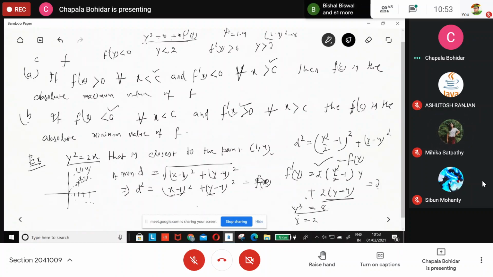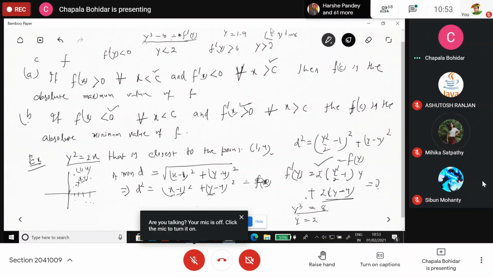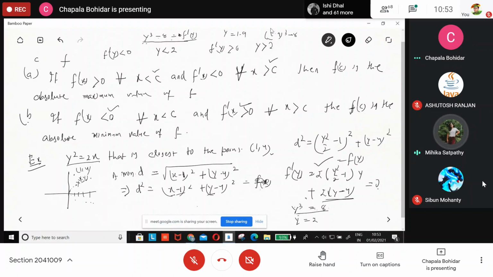You have a calculator, find out the value of 1.9 cube. Find out your value. How much are you getting? Yes, ma'am, it's minus 1.141. You are getting the negative. F dash y is negative, I am getting here. Is it clear? Less than 0. Yes, ma'am.